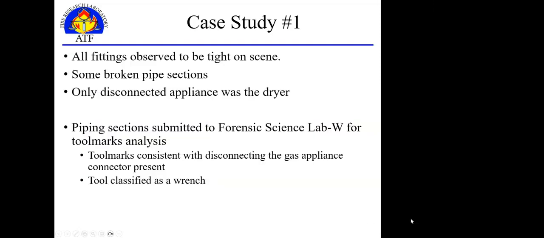Everything appeared to be tight as far as fittings were concerned on scene. There was some broken pipe, which is to be expected when a big house blows up and then falls down on top of it. The only appliance that was actually disconnected was the dryer, which was, I guess, a red flag. So that piping was submitted to our forensic science lab in Washington for tool marks, and they came back and said, yeah, we've got tool marks consistent with disconnecting that dryer gas appliance connector, and it was something consistent with a wrench as opposed to pliers or anything like that.